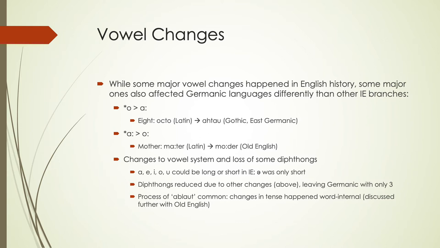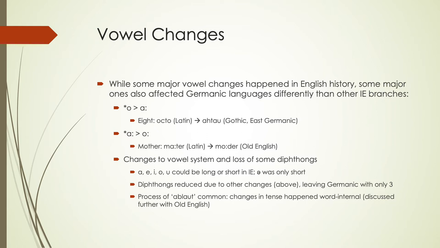In Indo-European, you would have had five main vowels that could be either long or short: a, e, i, o, and u. And then there was a schwa that was only short. There was no long counterpart for that one. But there were sometimes diphthongs that you might find as well, due to some of the changes that we see above, as well as some other things that had happened during this time.